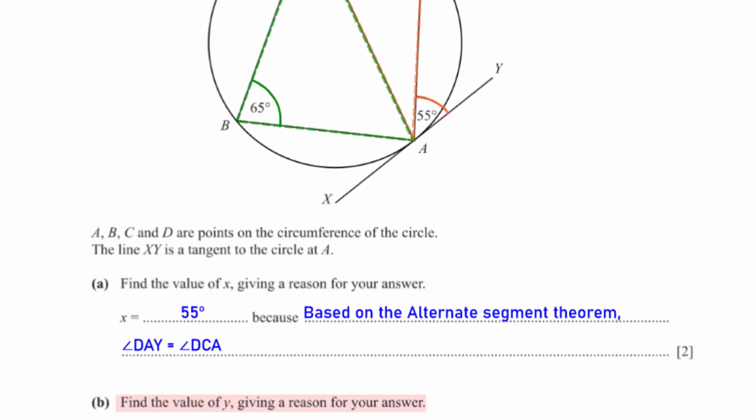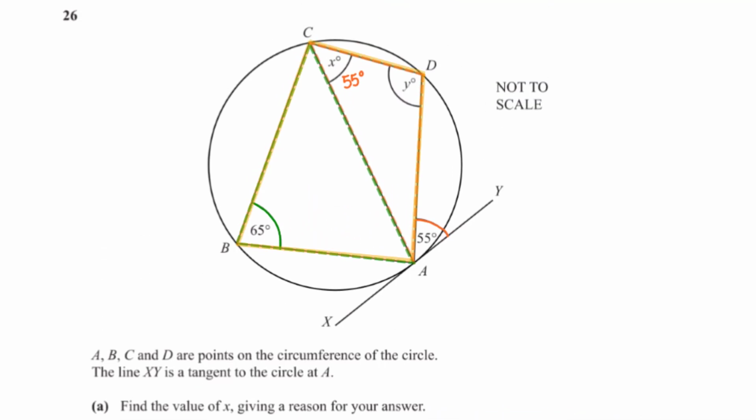Find the value of y, giving a reason for your answer. ABCD is a cyclic quadrilateral. Opposite angles in a cyclic quadrilateral add up to 180 degrees. So when we subtract 65 degrees from 180 degrees, we get the value of y as 115 degrees.